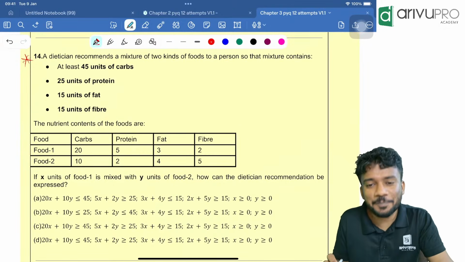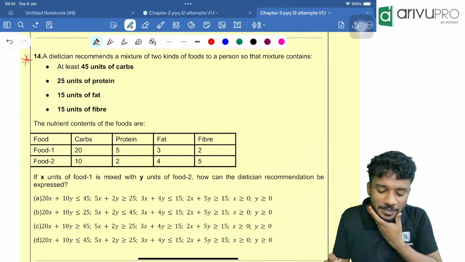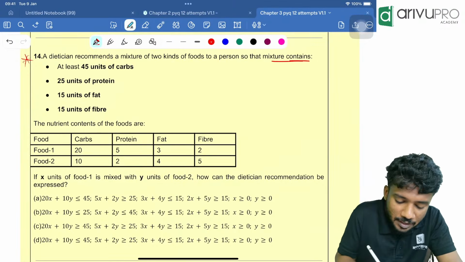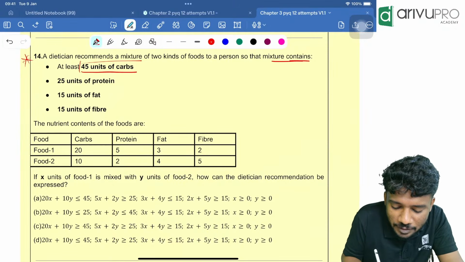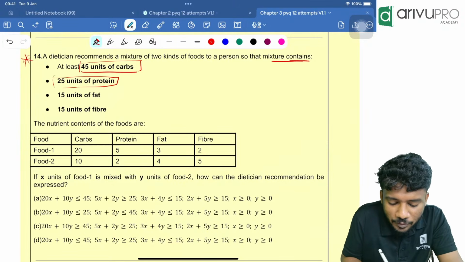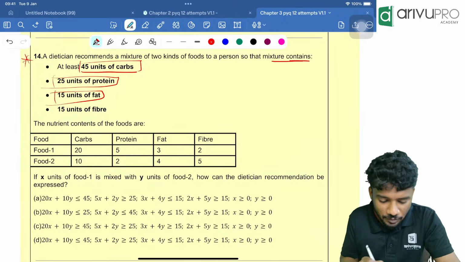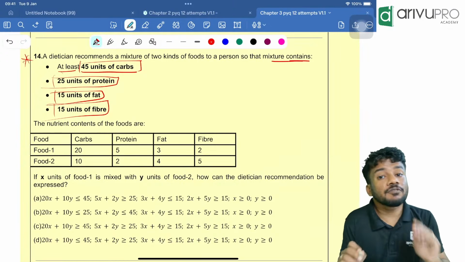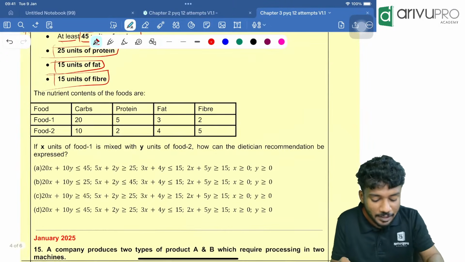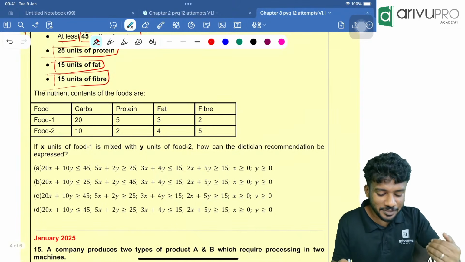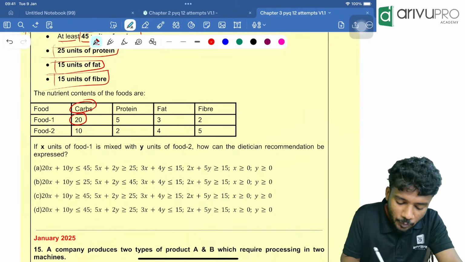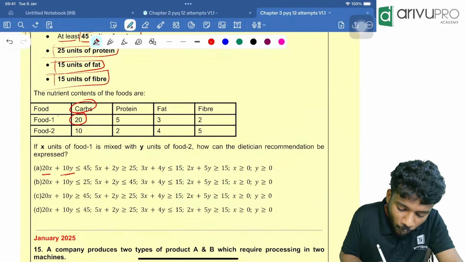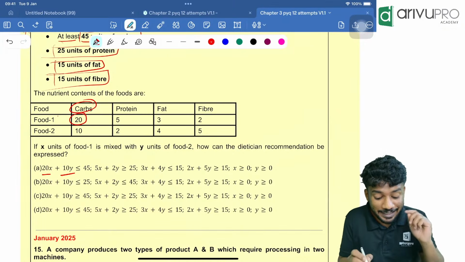Okay, Charan, thank you. A dietitian recommends a mixture of 2 kinds of foods to a person so that the mixture contains at least 45 units of carbs, at least 25 units of protein, at least 15 units of fat, at least 15 units of fiber. This at least is valid for everyone, okay? Then the nutrient contents are this much in food 1 and this much in food 2. So carbs is 20 in food 1. That means 20x plus 10y should be what? At least means greater than or equal to.